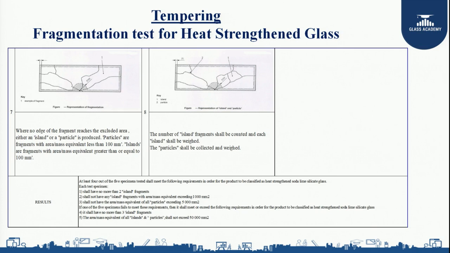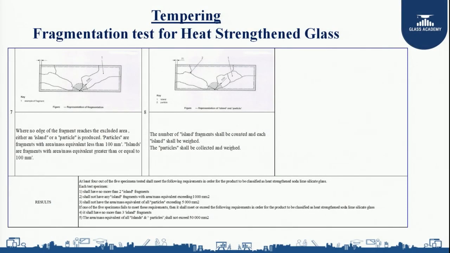When I am getting more than 100 mm, it is considered to be an island. Once the glass gets broken, we need to see the number of islands and particles. The number of island fragments shall be counted and each island shall be weighed. The particles shall be collected and weighed. So after the breakage has happened, we need to see the breakage pattern, the number of islands, the number of particles, and we need to weigh the islands and particles.